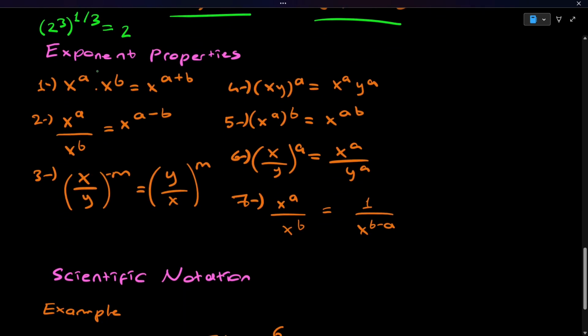Properties, these are really common. I'm pretty sure all of us know these at this point. x to the power of a multiplied with x to the power of b is x to the power of a plus b. I did not write all of them, because other properties you can figure out from the properties that we have here.